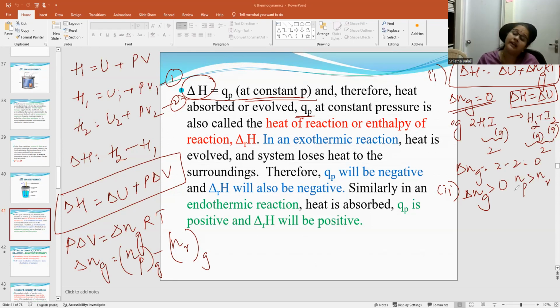And when delta Ng is greater than 0, the number of products will be greater than the number of reactants. So put delta Ng greater than 0. How are delta H and delta U related? Isn't it that delta H will be delta U plus delta Ng RT? Delta Ng is positive. So will delta H be greater than delta U or less than delta U? My question is that.